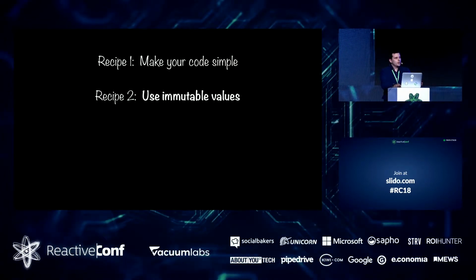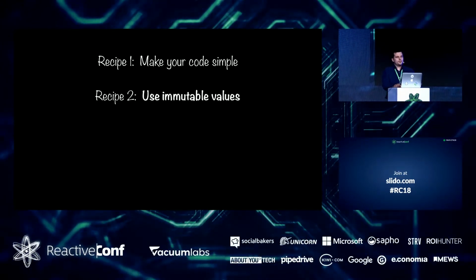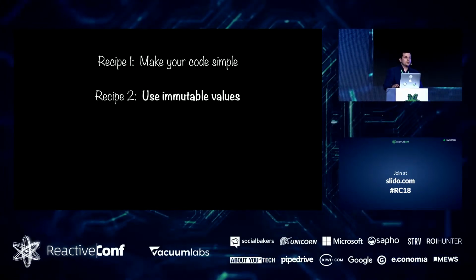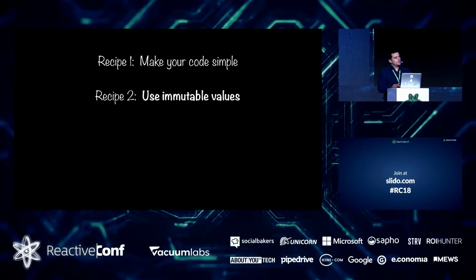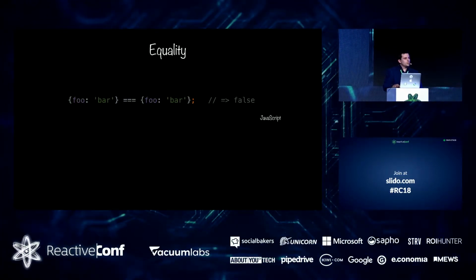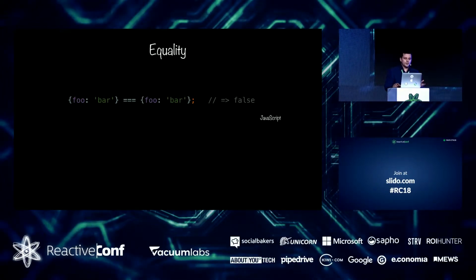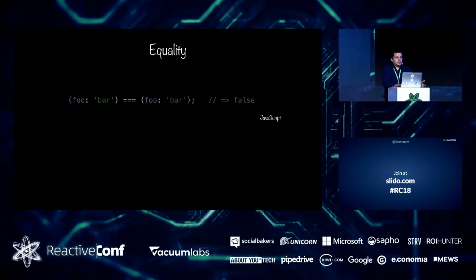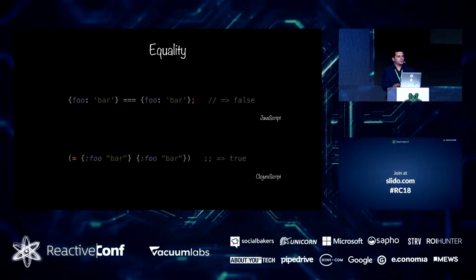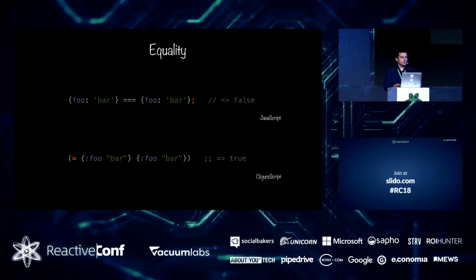So next recipe, use immutable values. Immutability has many benefits, and it's really hard to overestimate. But for me, the most important thing in immutability is that you get the proper meaning of equality for free. So in this example, for a human, it's obvious that those two objects are equal, right? But in JavaScript, it's not. In ClojureScript, all data structures are immutable by default. So it's really easy to make assumptions about them.